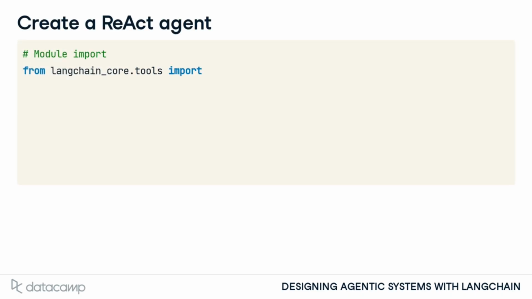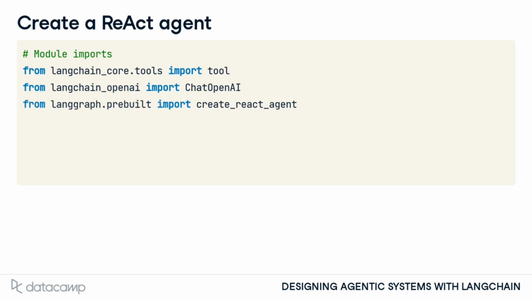The tool module, imported from LangChain's core tools, lets us use custom functions. ChatOpenAI, imported from LangChain OpenAI, enables communication with OpenAI's language models. The create_react_agent module, imported from LangGraph's pre-built functions, helps us create a ReAct agent that can reason and use tools. Finally, the math module lets us perform standard math.